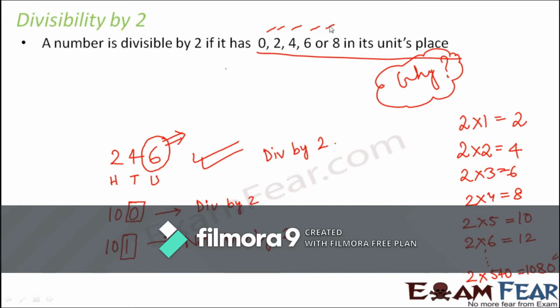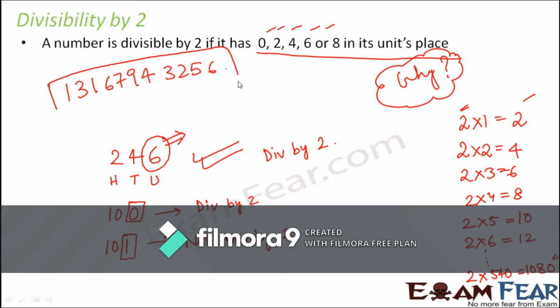Now, since every multiple of 2 has 0, 2, 4, 6 or 8 in its units place, what does it mean? Every multiple of 2 is exactly divisible by 2. That is why it is a multiple of 2. So that means whenever we are looking at a number which has 0, 2, 4, 6 or 8 in its units place, that number is basically a multiple of 2. Now let's say I write a number as big as this, 13167943256.